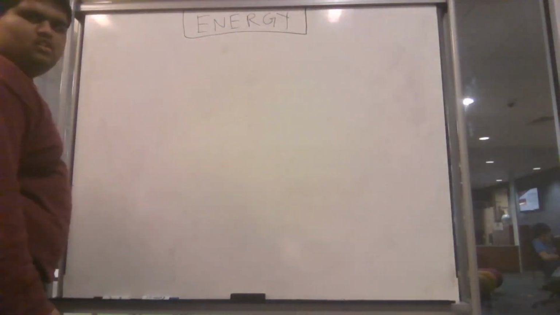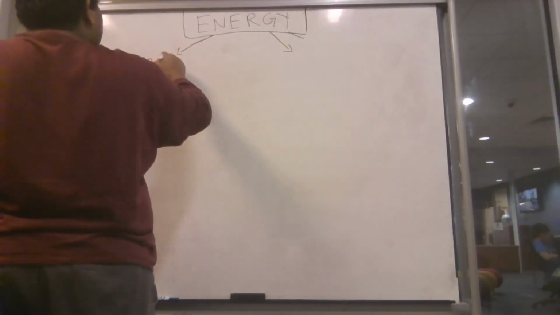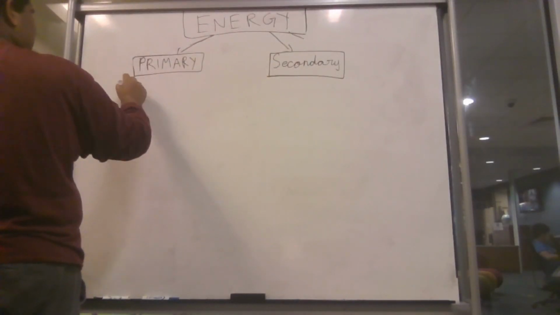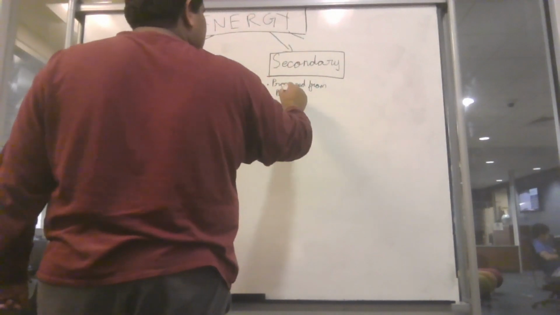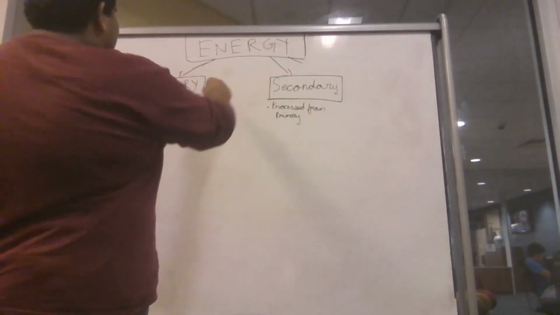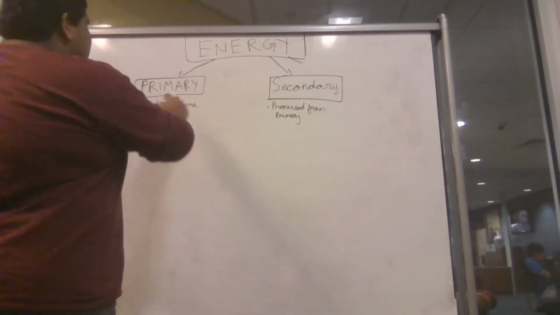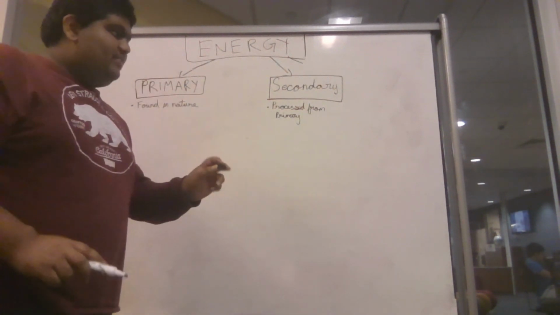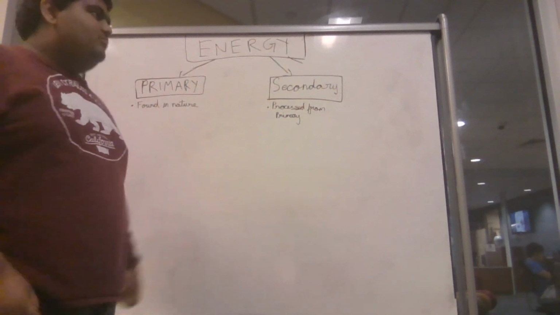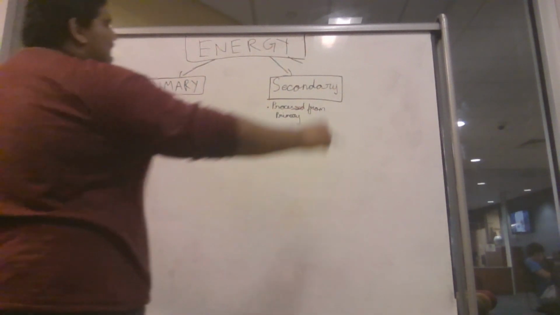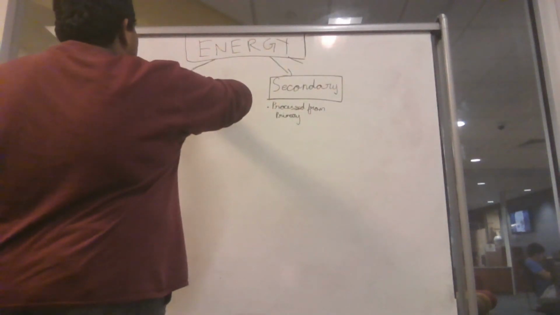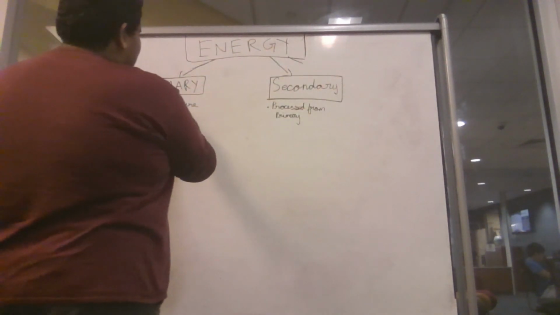Now, we need energy to do work, but where are we all getting this energy from? Well, there are two types of energy: primary and secondary. Primary energy is the energy that's found in nature. It's already there. You can't bring it from somewhere. And secondary energy is the one that's processed from the primary energy.